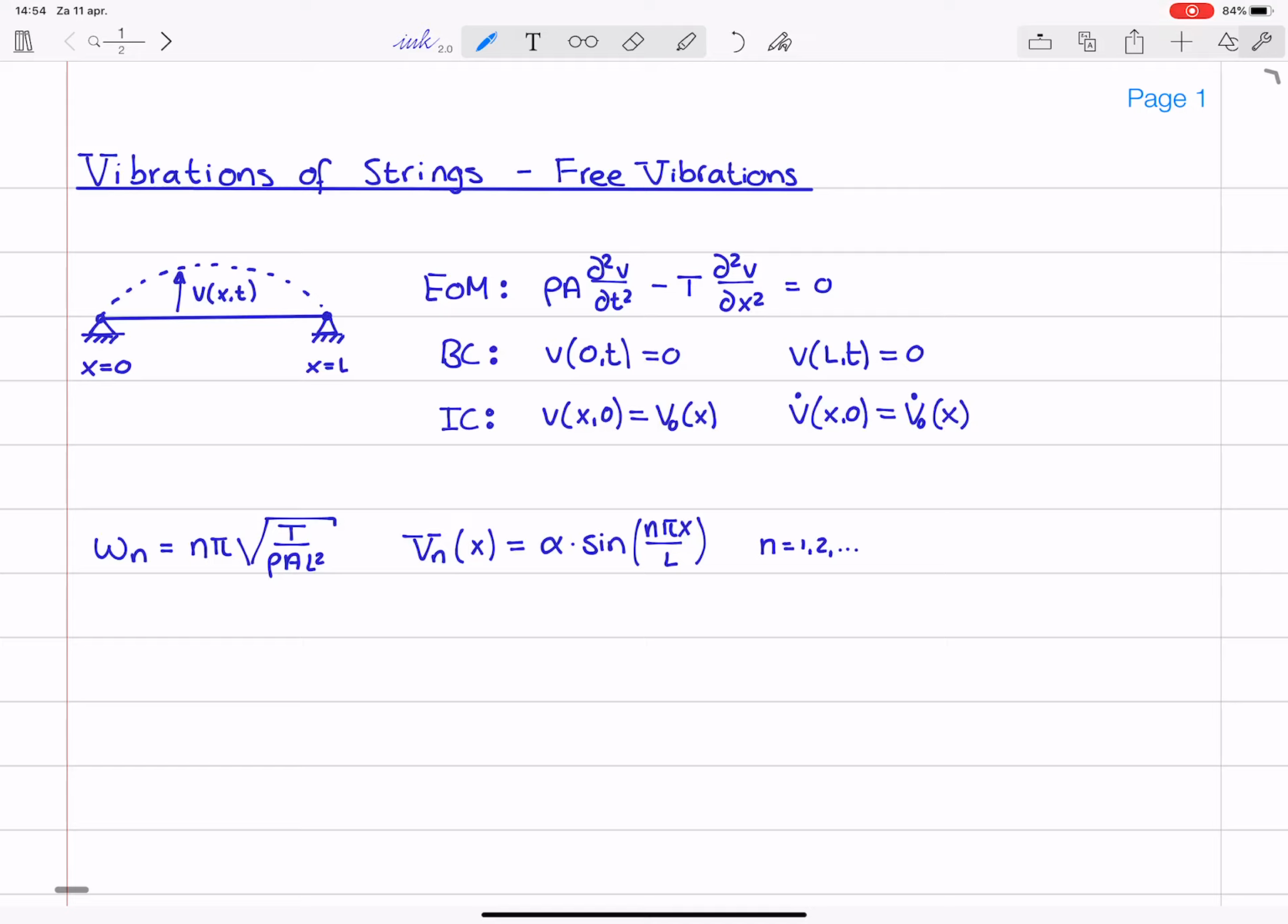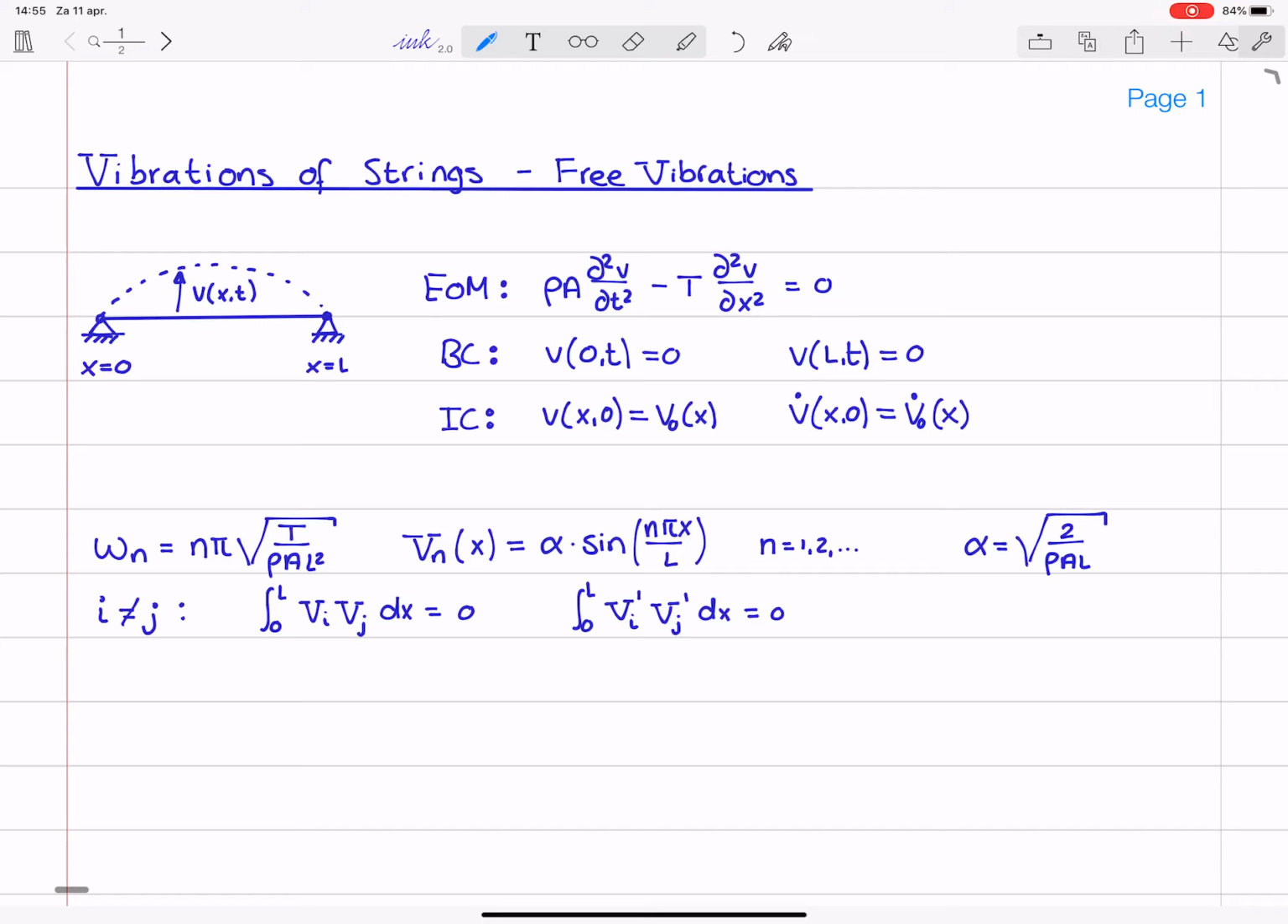Then in the lecture on orthogonality of these modes, we have derived that these mode shapes are mass normalized for alpha equals the square root of 2 divided by rho A L. Okay, so this is the specific value for alpha that we will work with. Also, we found the orthogonality conditions that when i is not j, the following rule holds, that the integral of Vi times Vj dx is equal to 0, and that the integral from 0 to L of Vi prime times Vj prime dx is equal to 0.